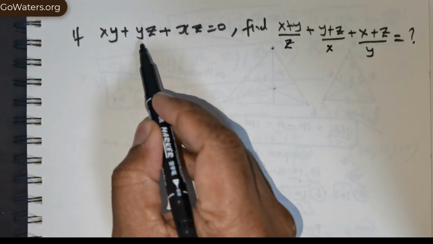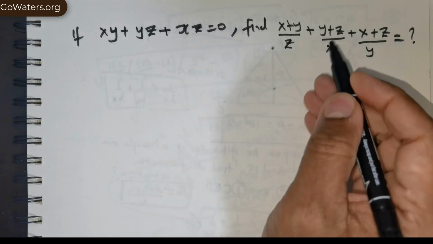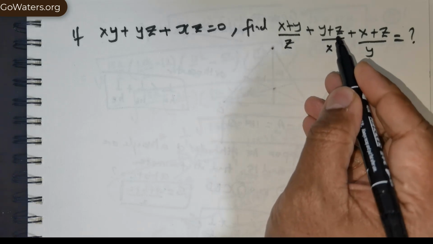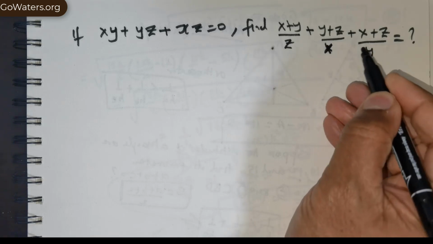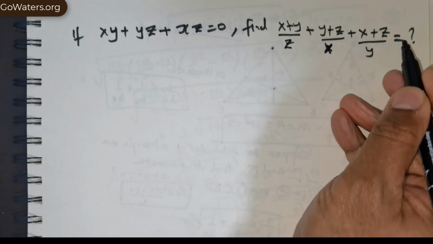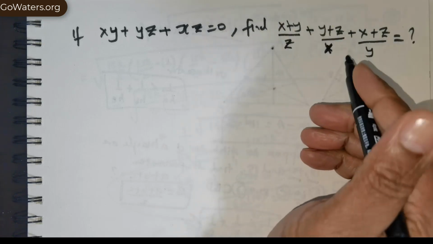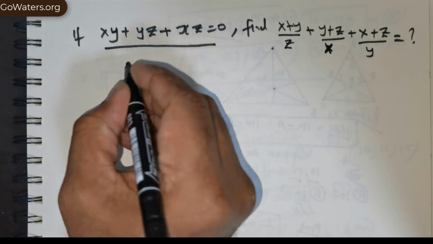If xy + yz + xz is equal to 0, we are expected to find the value of x/y + y/z + z/x... sorry: x/z + y/x + z/y. We need to find the value of this particular quantity. So foremost, we are given this, right?